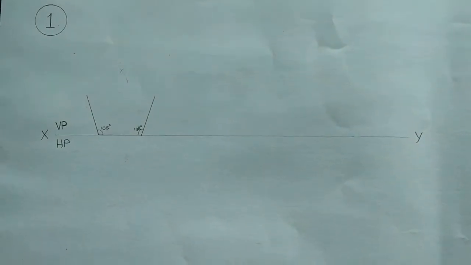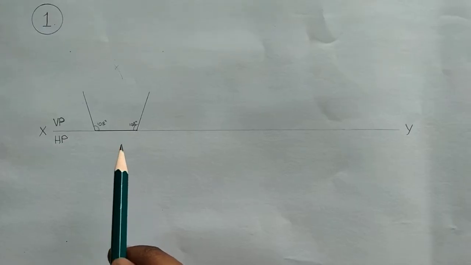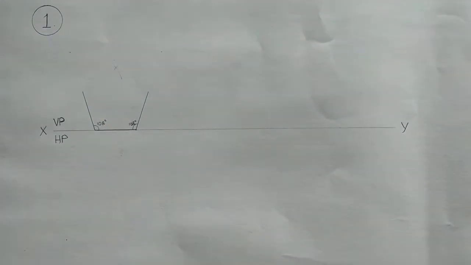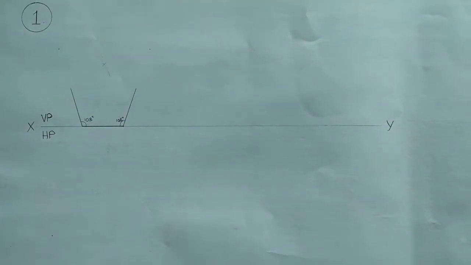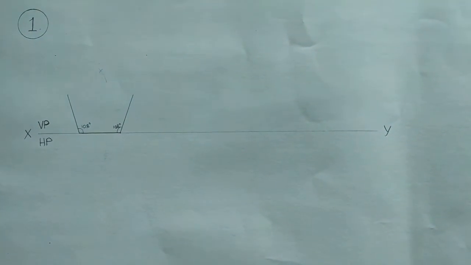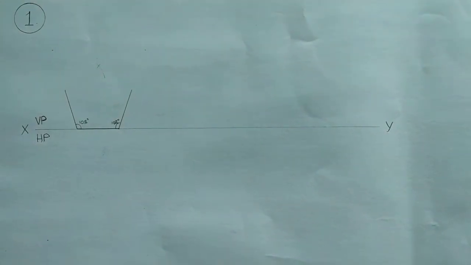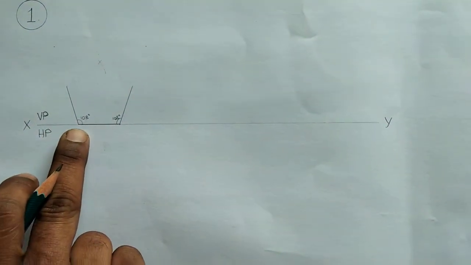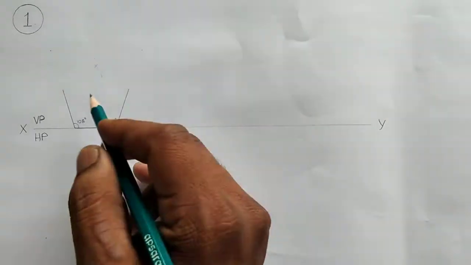Coming to the initial position of the initial view, we should first construct the front view, keeping one edge on the reference line, because we have seen the position of the object with respect to the HP and VP. In the simple position, the pentagonal plane is located on the reference line. That is why we keep one edge on the reference line. Then we can construct the remaining 4 edges.